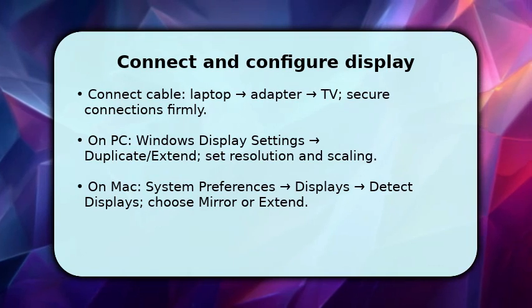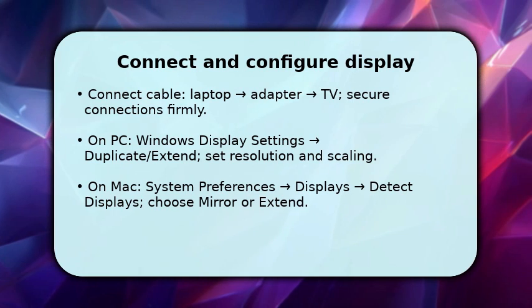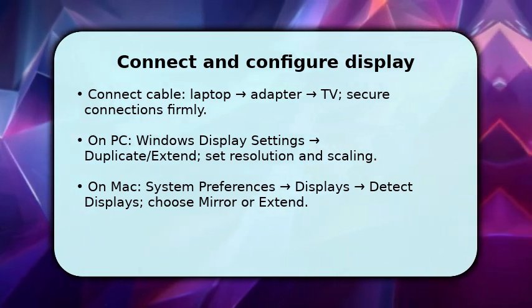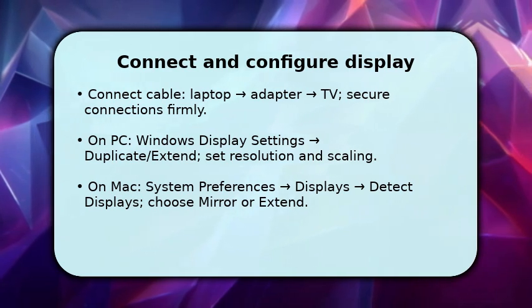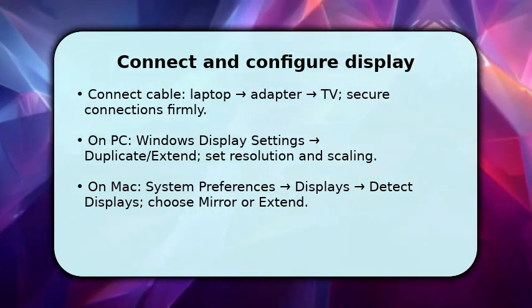You now make the signal travel. Plug the cable from laptop into the TV and secure any adapter. On Windows, press Windows plus P or open display settings to choose duplicate or extend and set resolution to match the TV, often 16:9, 1080p.